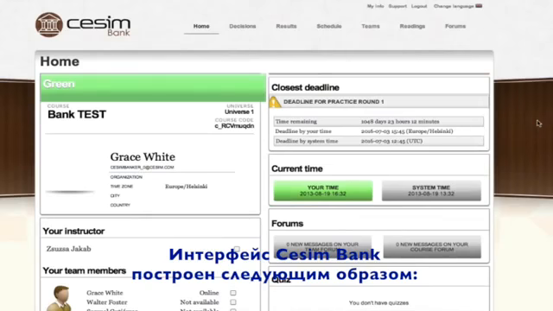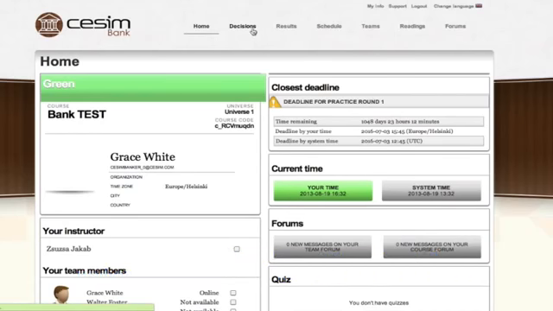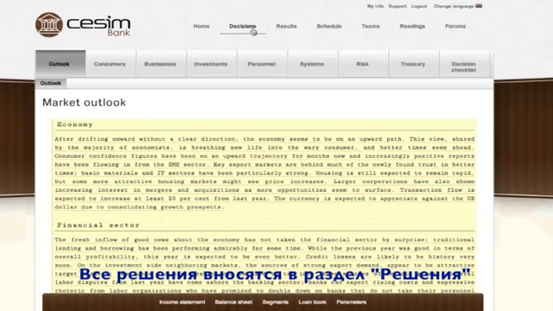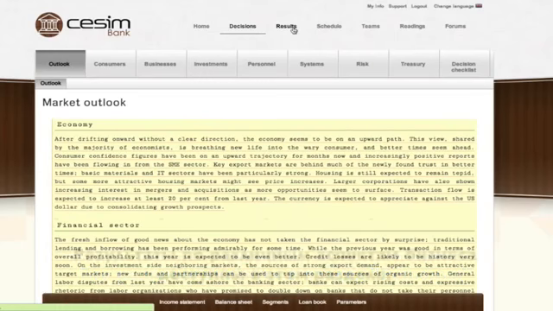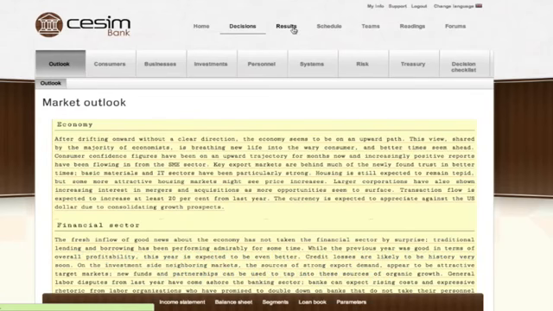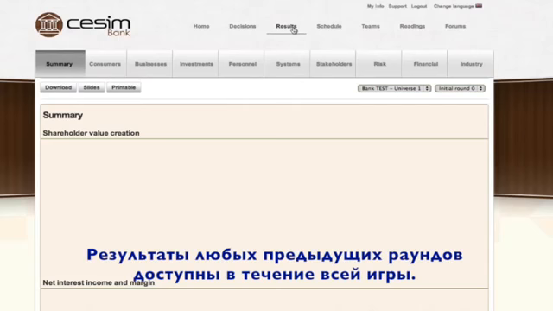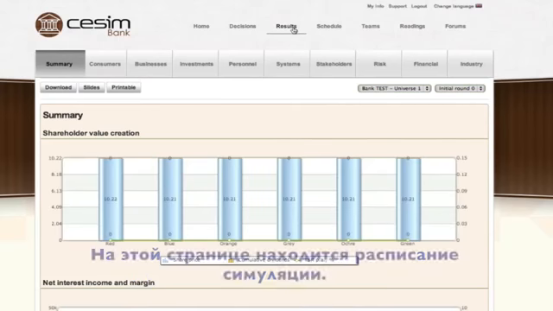The CESIM Bank simulation user interface is structured as follows. The home page has general info about the course and team, plus upcoming deadlines and some basic information about the course. All decisions are made under the Decisions section. Results become visible in this area immediately after each deadline, and are available to download as an Excel file. Previous rounds' results remain visible throughout the course of the game.